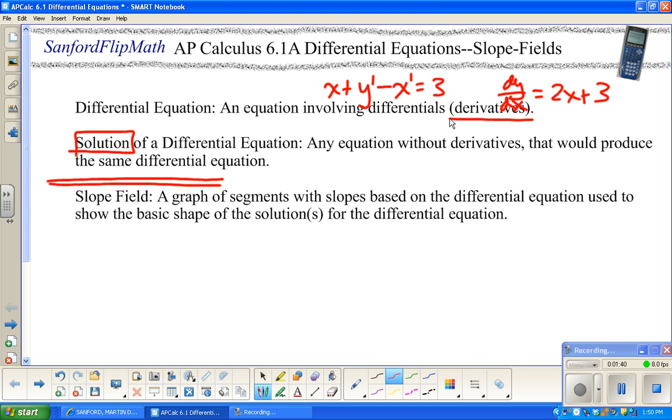So, all right, slope fields, I'll say more about it in just a minute, but basically it is a graph of tiny little segments, little chunks of slope based on the differential equation, and the goal is so you can kind of see the shape of what the solution equation would be. You'll see what I mean in a minute.